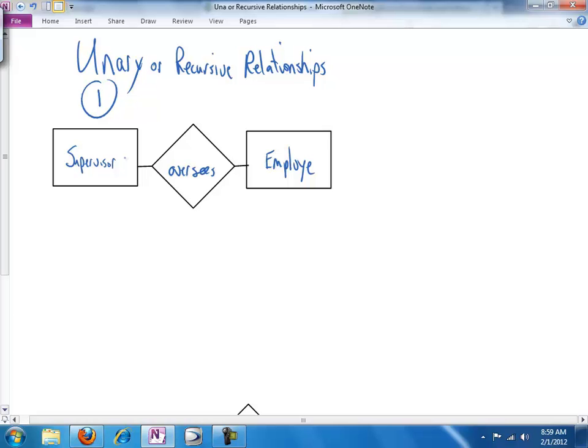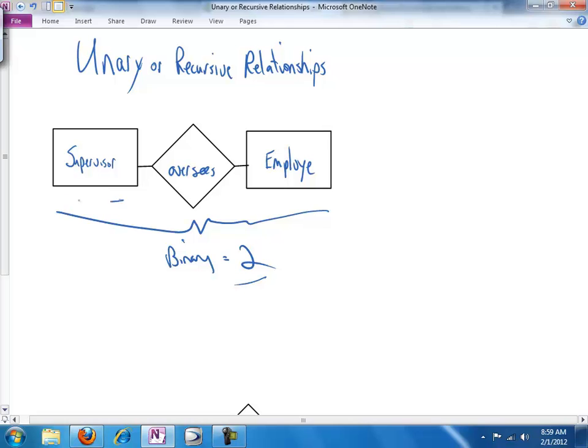Now, unary means a degree of one. Thus far, we have been dealing with binary relationships, and this is an example of a binary representation. Binary, as you well know, equals two, the two being that there are two entities participating in the relationship. So we got that.